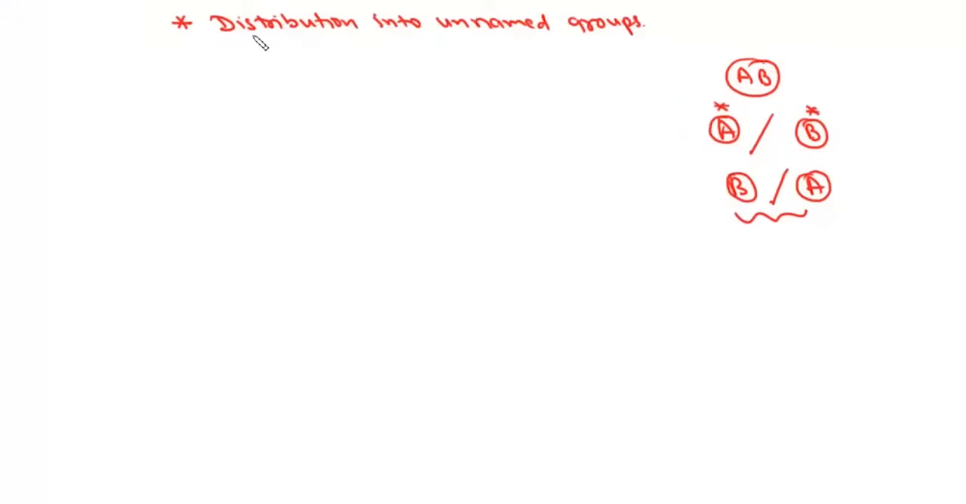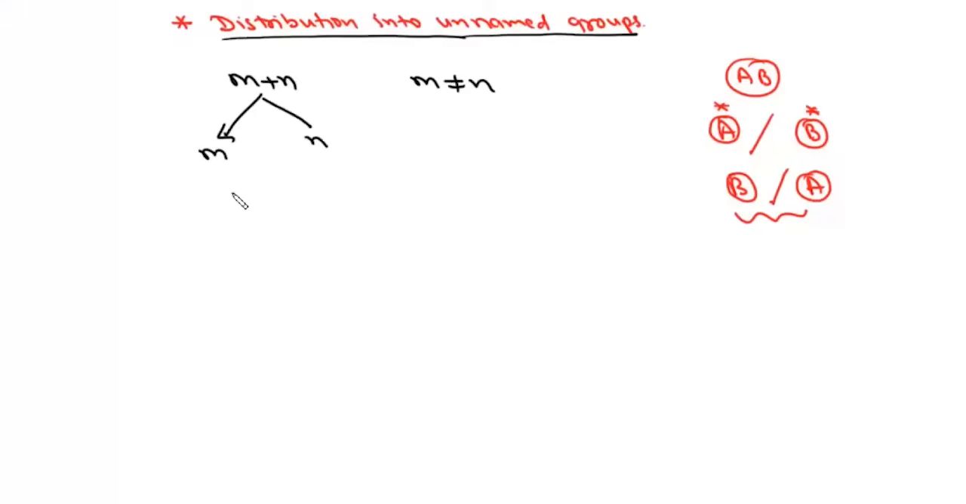So generally when I solve problems, I always go for unnamed distributions, and thereafter I always go for arrangement. So I'll just teach you unnamed distribution. Suppose we have m plus n objects where m is unequal to n, and we have to distribute them in groups of m and n. It can be done in factorial m plus n divided by factorial m factorial n ways.